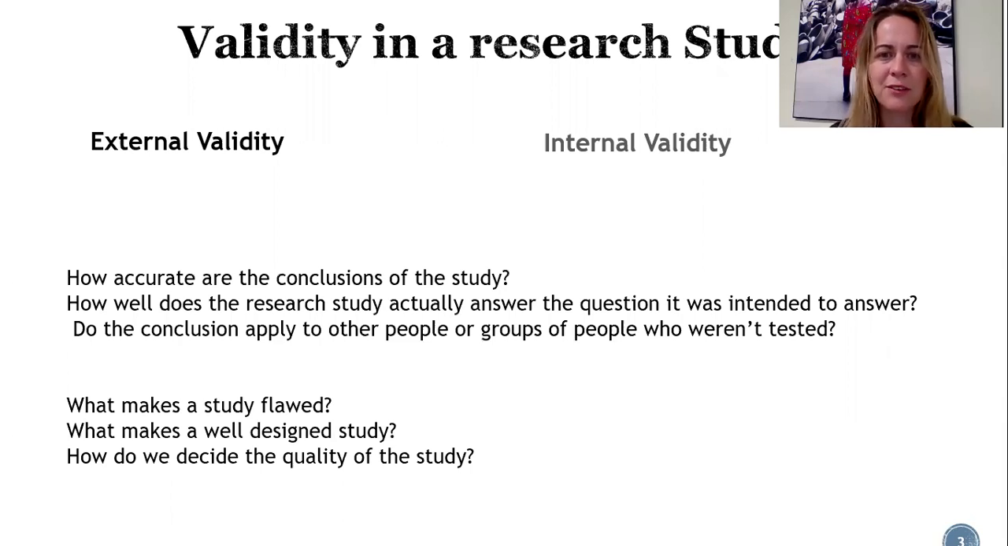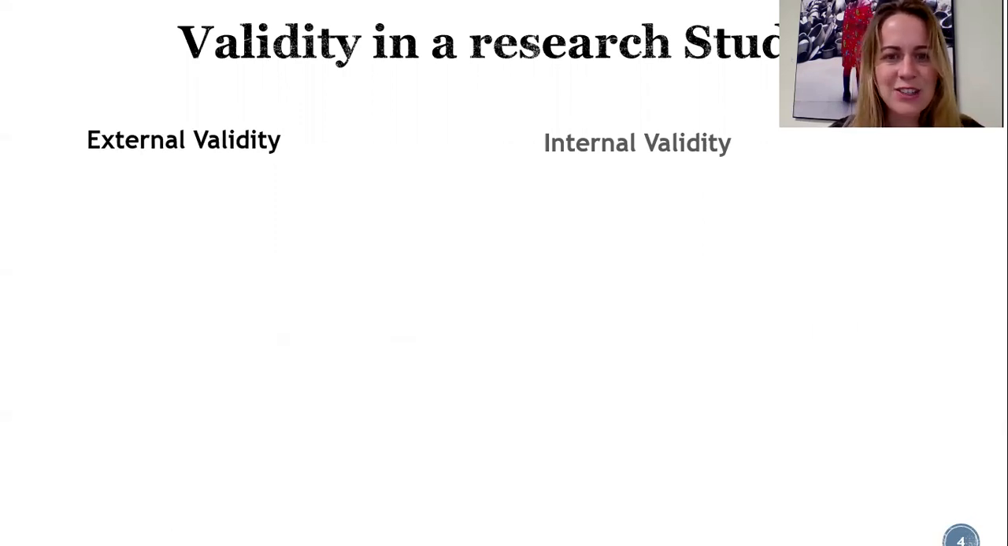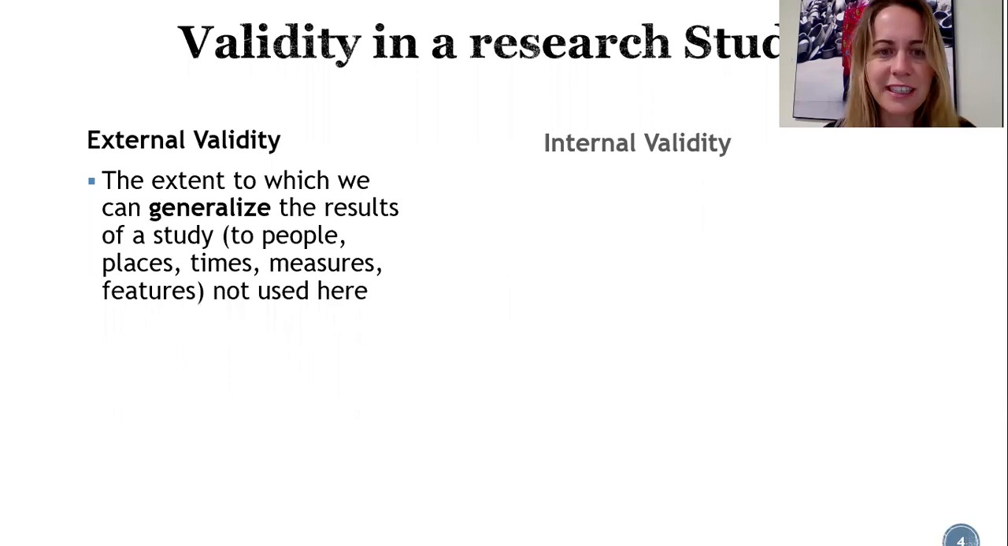Internal and external validity is about what makes a study flawed or what makes a well-designed study, and how can we decide on the quality of the study. So let's get started. Let's first talk about what is external validity. External validity is the extent to which we can generalize the results of a study to people, places, times, features of the study that weren't used in that particular case.